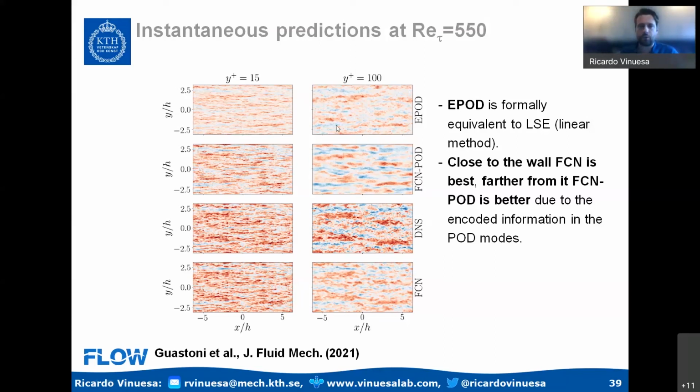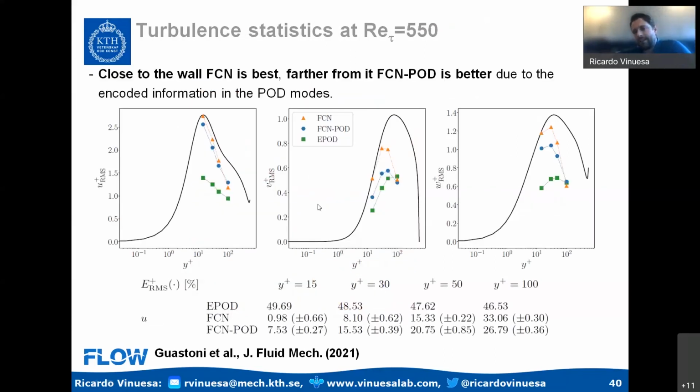This is also confirmed when we look at the statistics. Again, in this case, the black lines are the reference. And what I have is the streamwise, wall-normal, and spanwise velocity fluctuations.